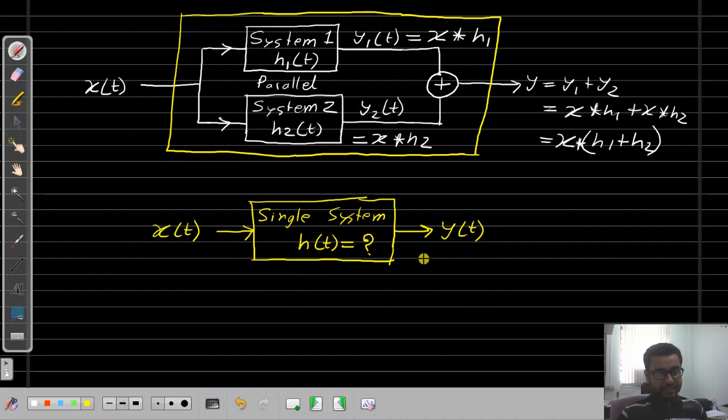I can write here that output will be X star H, and if I want these two outputs to be same for same input X, that means these two are same, then I can write that H should be equal to H1 plus H2.